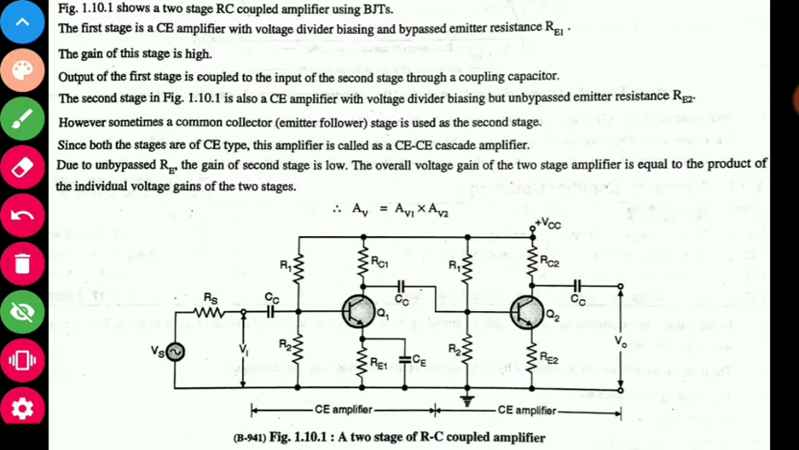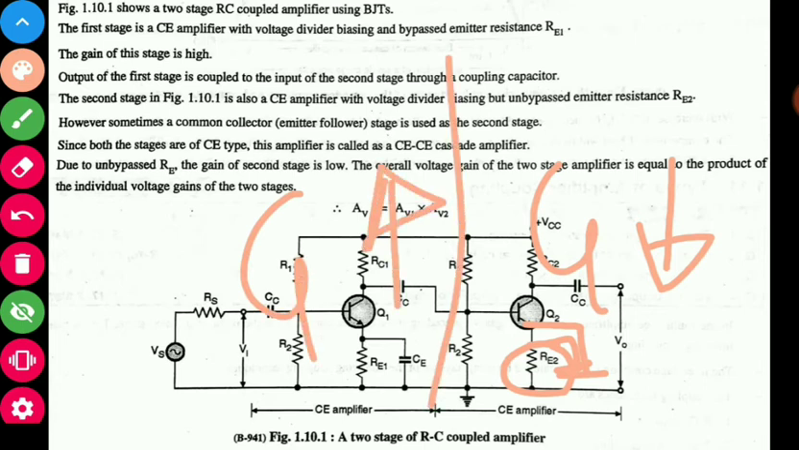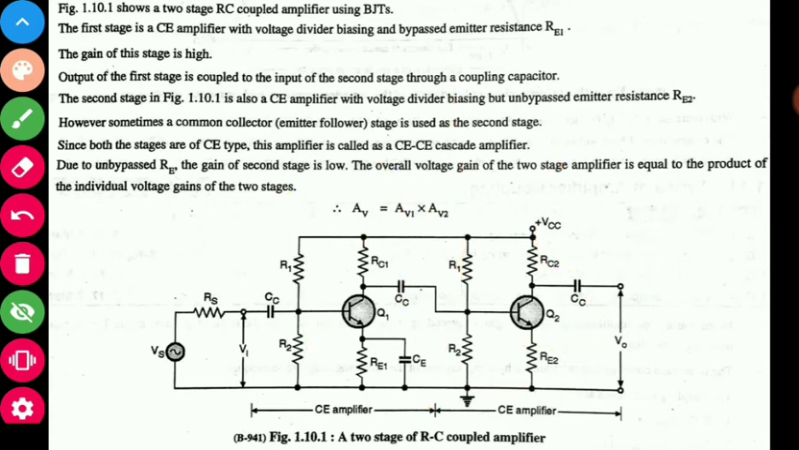Due to the unbypassed RE, the gain of stage 2 will be low. This RE with CE is not available. So the gain of the first stage should be high, but the gain of the second stage will be low because of this unbypassed RE.